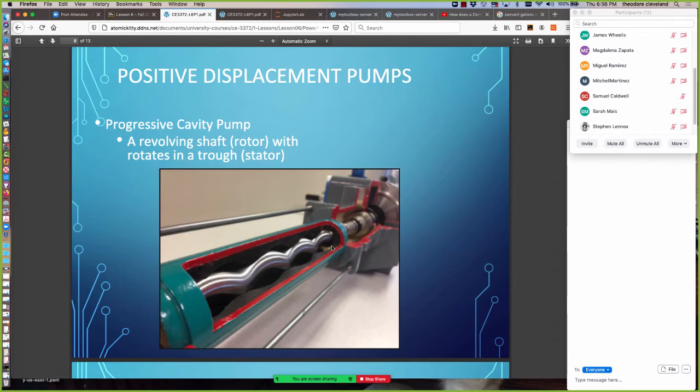Now these kinds of pumps are used for very viscous materials, so dewatered sludge, for instance, or very high viscosity oil field produced water, and are used in those cases. Peanut butter would be pumped through something like this.